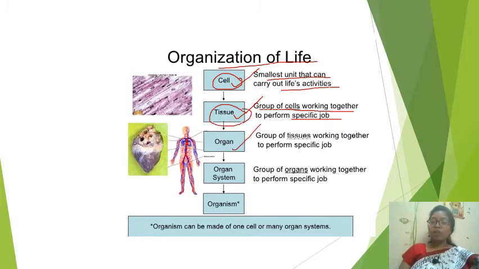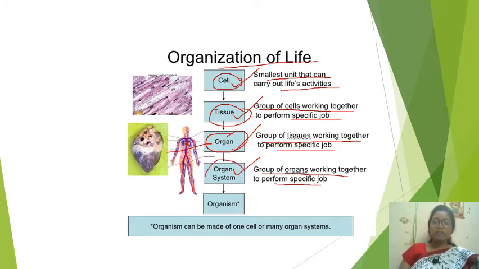And what are organs? A group of tissues working together to perform a specific job. One example of an organ is the heart. All the organs of our body, like the heart, liver and other organs, together make an organ system. So what is an organ system? A group of organs working together to perform a specific job. So they are called an organ system.